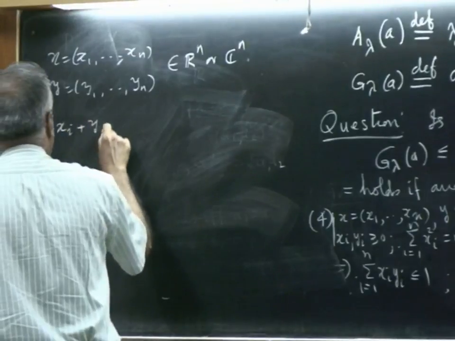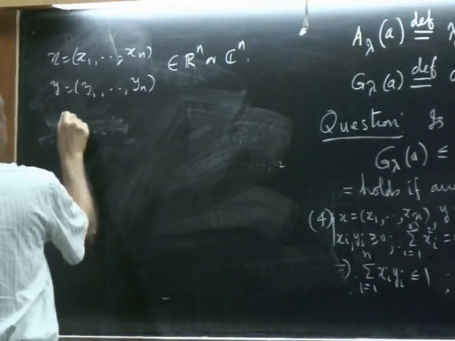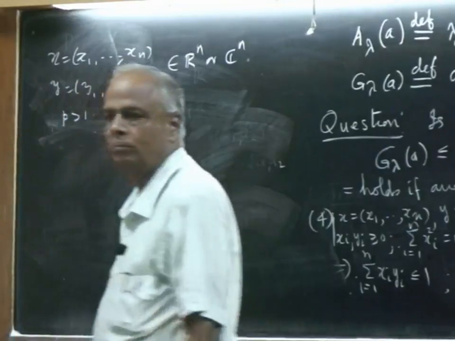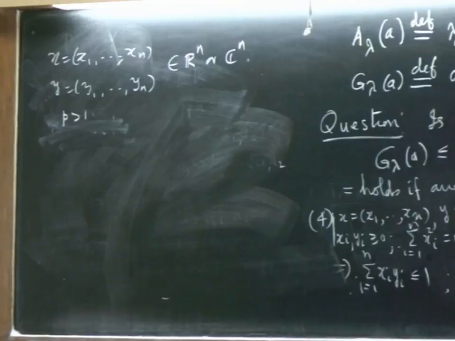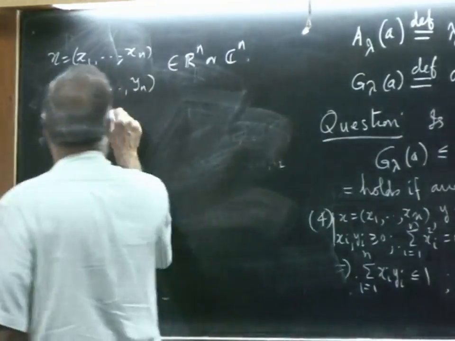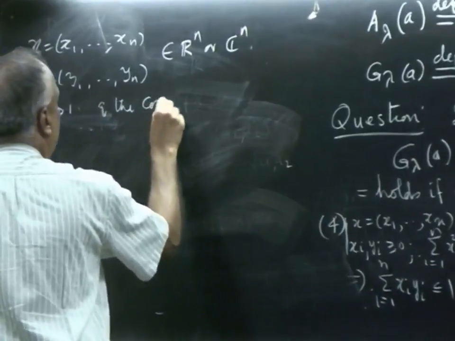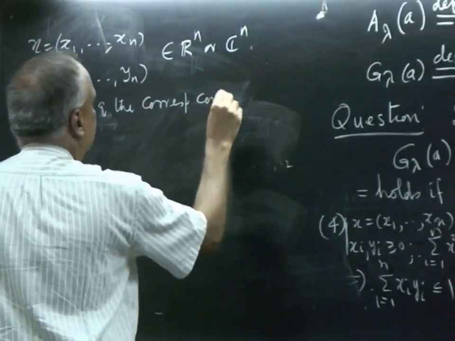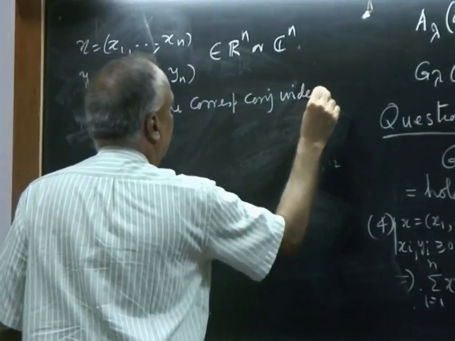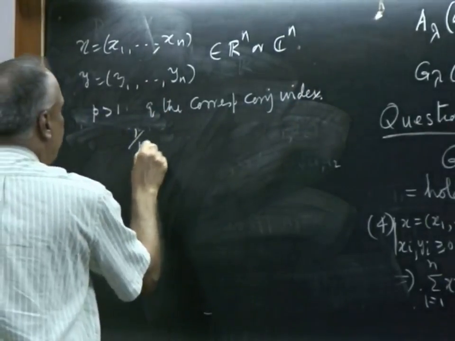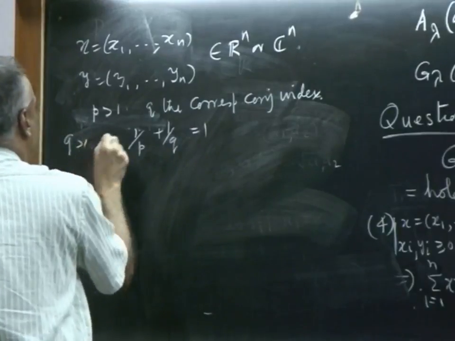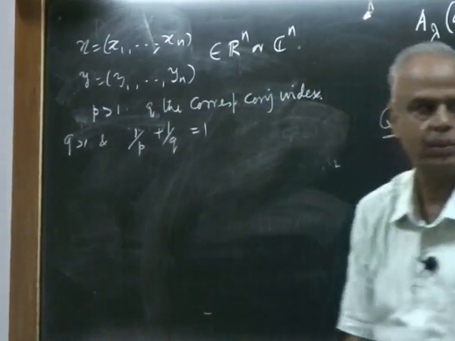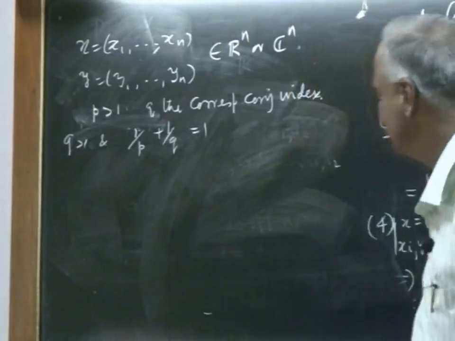Once again let us take p to be greater than 1. There will be a corresponding index q that will not appear, but you will use it. So let us take p greater than 1 and q the corresponding conjugate index. What does that mean? 1 over p plus 1 over q is equal to 1, with q greater than 1. We will bring it in somehow.